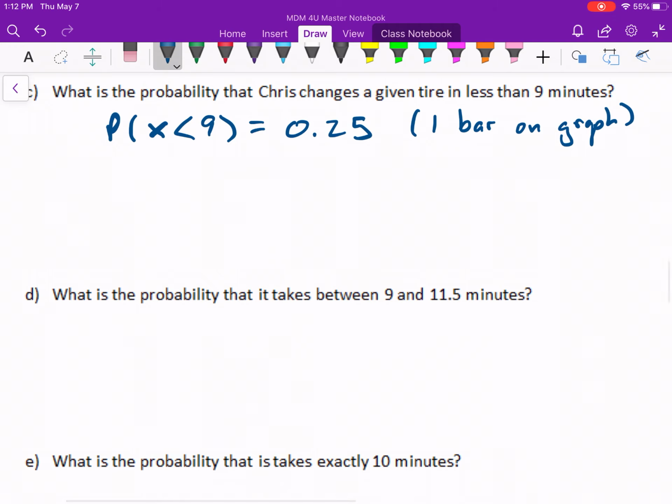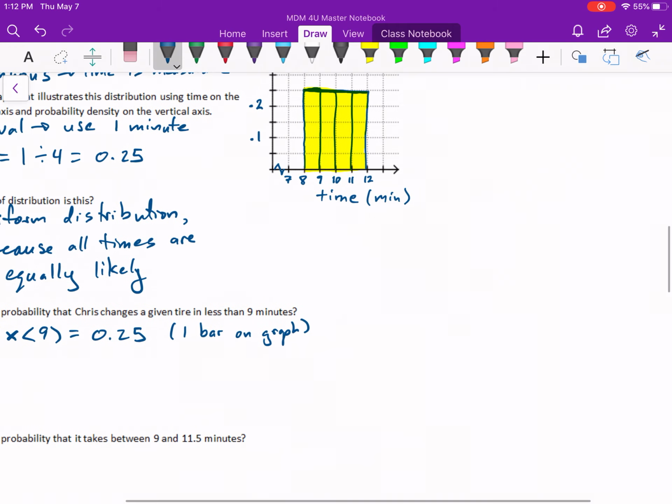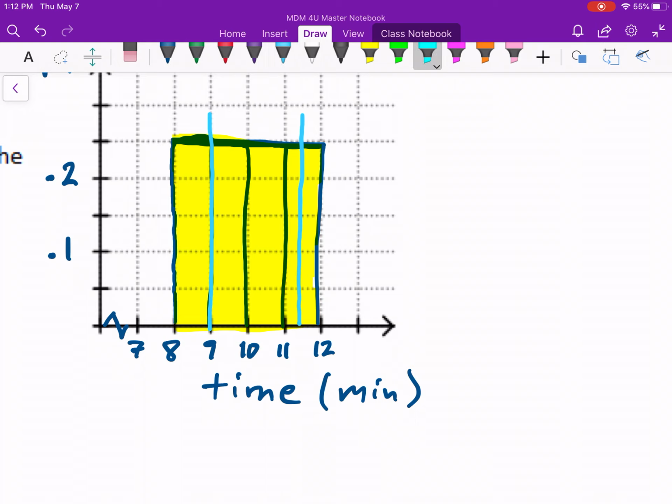What's the probability that it takes him between 9 and 11 and a half minutes? All right, let's look back at the graph. Here's 9 again. 11 and a half would fall halfway between 11 and 12. We want this much of the graph. Remember, the area that we are looking at also corresponds to the probability. So what percentage of that graph that I've colored in yellow has now been changed to green?